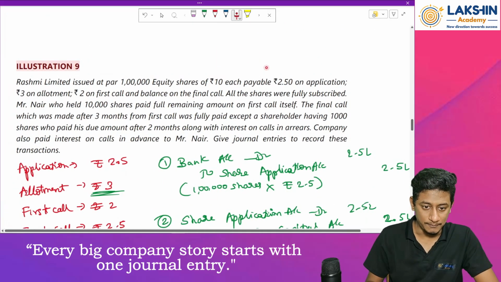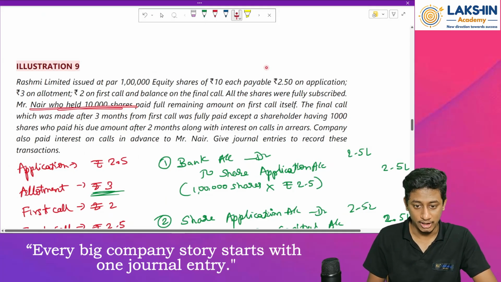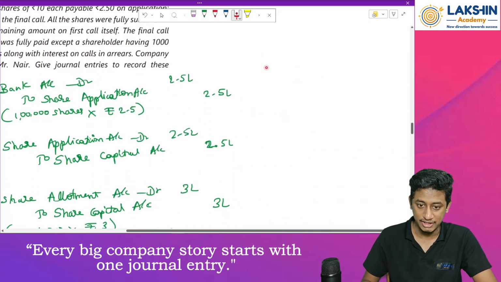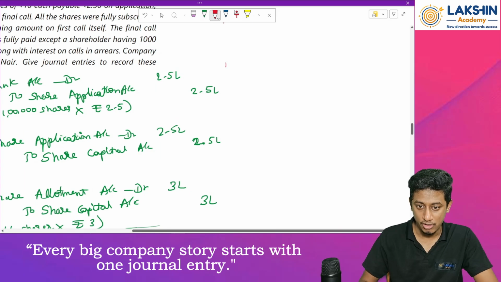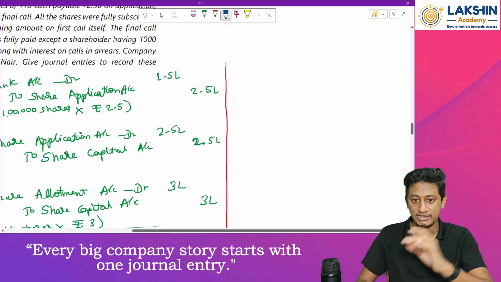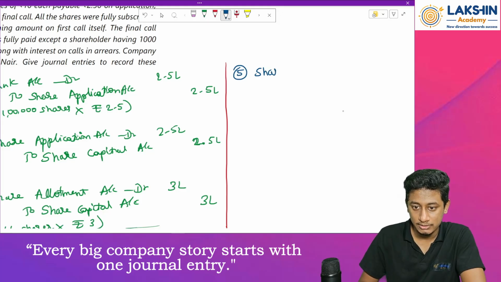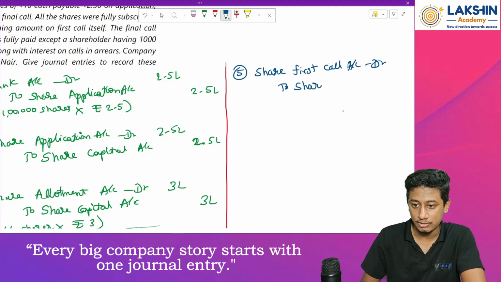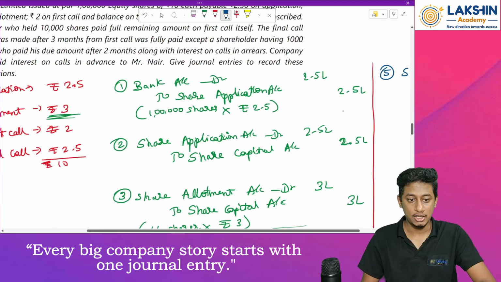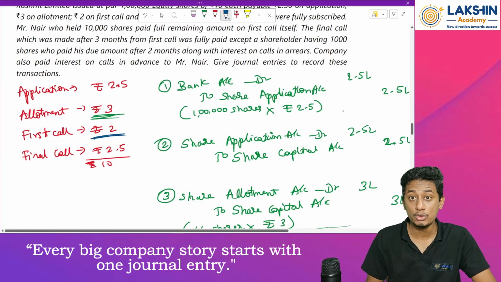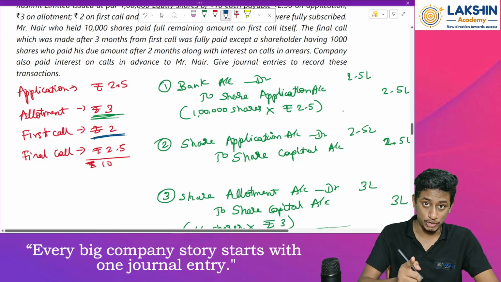Now comes the main part. The first call has come. First of all, simply pass the due entry. I have taught you in the theory part, but let's go through it once again. The entry will be: share first call account debited to share capital account. Now, how much was supposed to be received? Rupees 2 was supposed to be received on the first call.